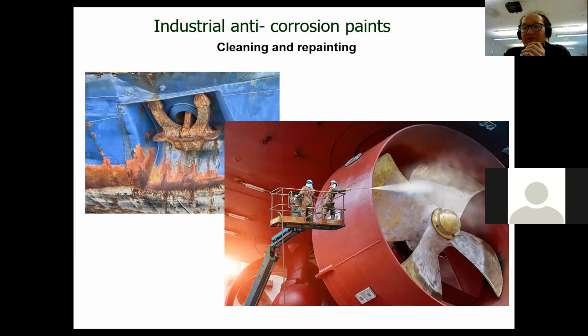So here's another example of the kind of process you might want to do. Apart from painting the boat, you also want to clean the propeller, and the propeller is not painted. The propeller is made out of bronze normally, and bronze doesn't normally corrode, at least not very easily or not very quickly.